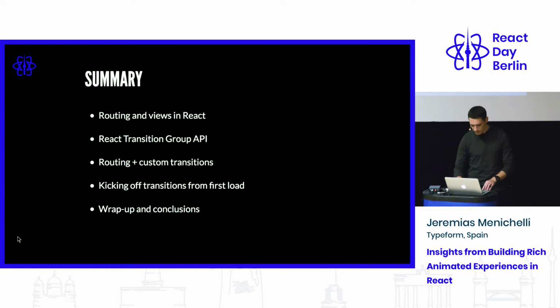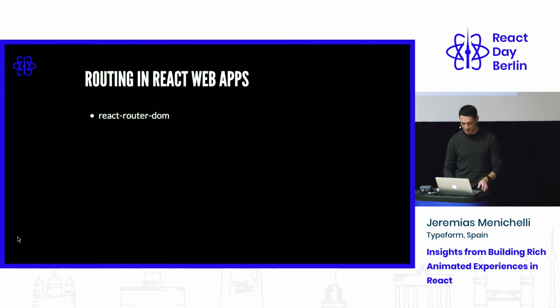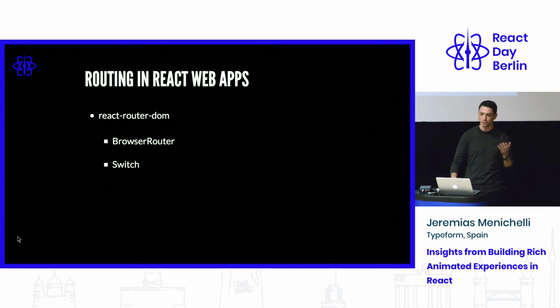So let's start with routing, and we're going to use React Router DOM because it's kind of the most used package out there. Can you raise your hand if you've used React Router in some projects? Okay, most of you. So it's going to be quick. I'm not going to try to explain the whole API. I'm just going to use the BrowserRouter component, the Switch component, and the Route component.